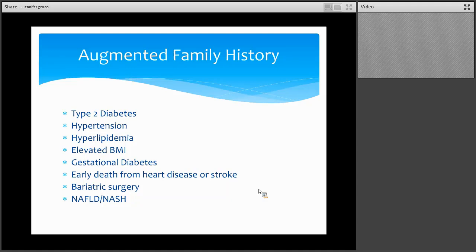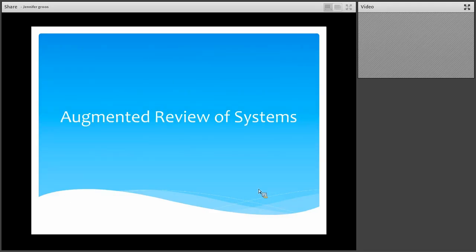So making sure that we're paying attention to any family history of type 2 diabetes, high blood pressure, hyperlipidemia, elevated BMI in other family members, gestational diabetes, early death from heart disease or stroke, bariatric surgery, or the presence of non-alcoholic fatty liver disease or non-alcoholic steatohepatitis.